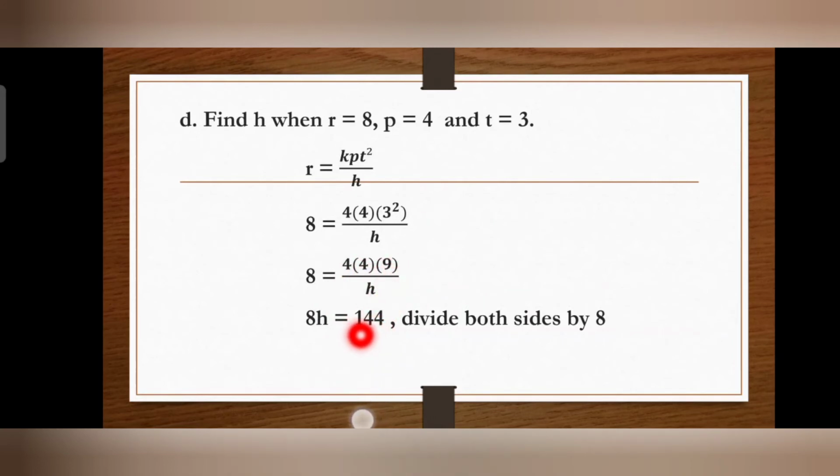to 144. So, to get the value of H, we divide both sides by 8 so that only H is left on the left side. So, divide both sides by 8. The result is 18. So, the value of our H is 18.